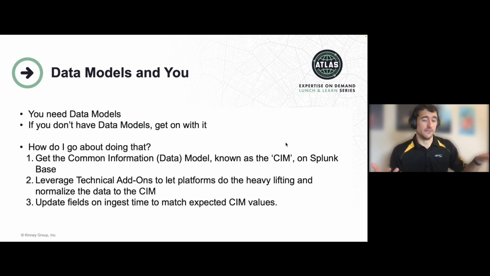Now, it's easy for me to write here, get on with it. Just to break that down to give you a bit of an insight into how it will work and what your next steps would be if I convince you to get data models. First up, you get the Common Information Model, known as the CIM, on Splunkbase. Sometimes it's called the CIM model, just to annoy people. This is free, by the way. It's used for Enterprise Security constantly. So just go on Splunkbase and get it.